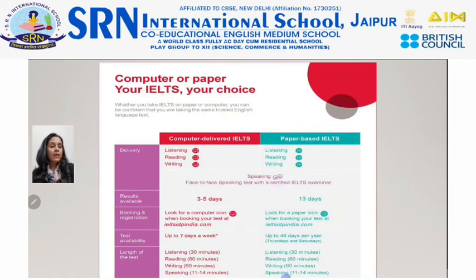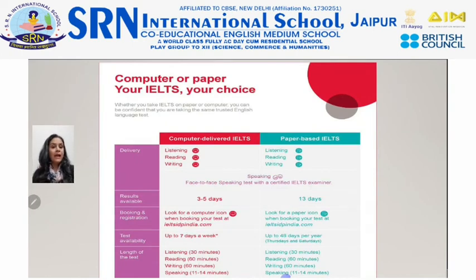Now, what choices do you have for appearing for this paper? Let me tell you, there are 2 choices, the pen and paper assessment and the computer-based assessment. Now the pattern remains the same. So listening, reading, writing remain the same in your computer-based assessment as well as in your pen and paper assessment. And the speaking remains the same, which is face-to-face and by a certified IELTS examiner.